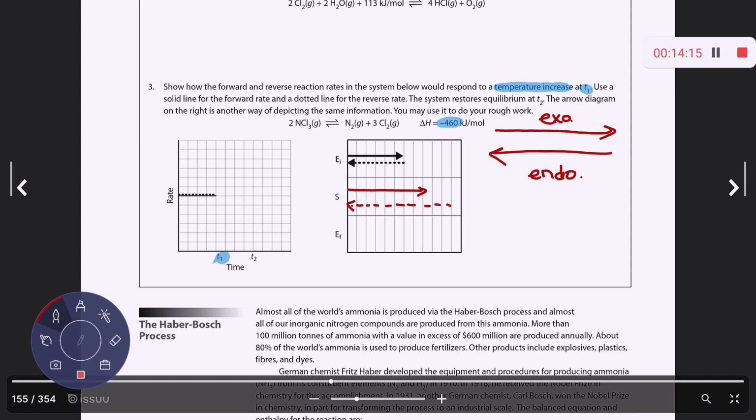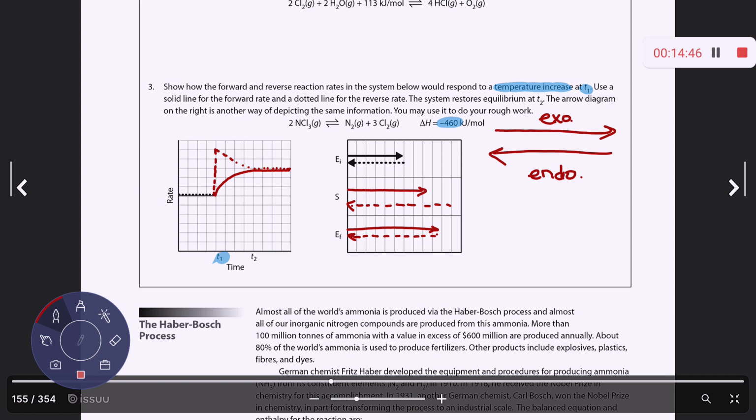Eventually, at the final equilibrium, both of them will be the same, right? They'll both have increased. The reverse will come down a little bit to meet the forward. And so that means when you go over here to plot it, you need to have that reverse one spiking. And then at T2 is when it's going to come down and level off. So it's going to look something like this. And then the other rate will come up to meet it like this.